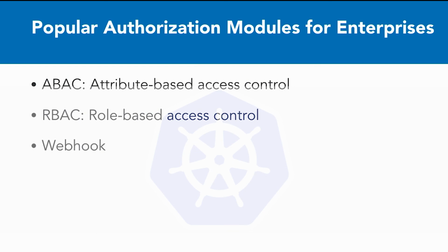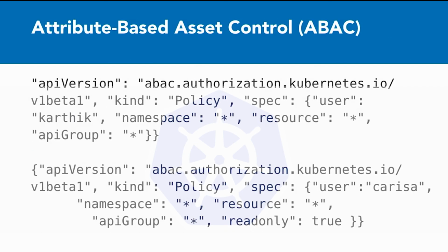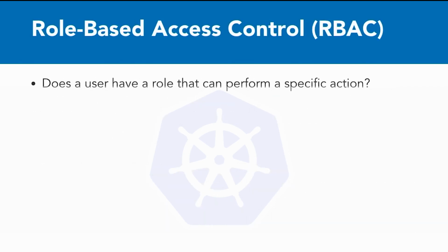ABAC, or Attribute-Based Access Control, defines an access control paradigm whereby access rights are granted to users through the use of policies that combine attributes together. The ABAC file defines what access a specific user might have to all resources. In the example config shown, Karthik has master access to all attributes, whereas the user Carissa only has read access to all the repos and namespaces.